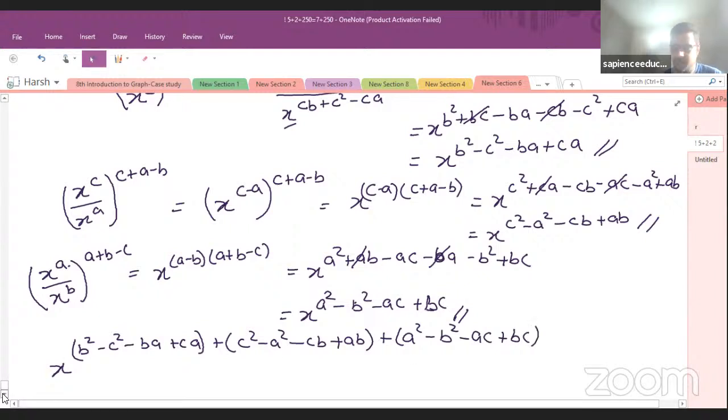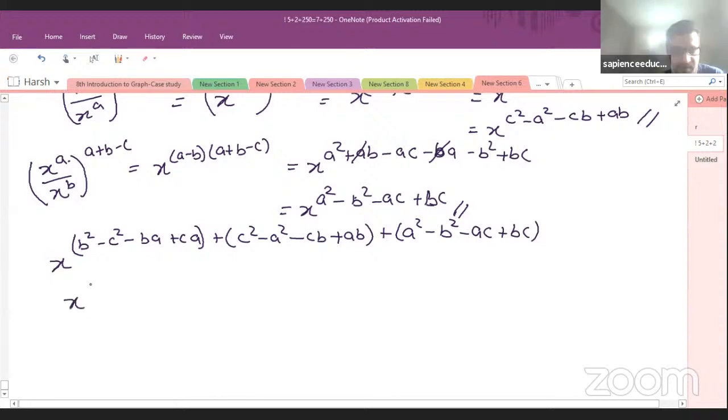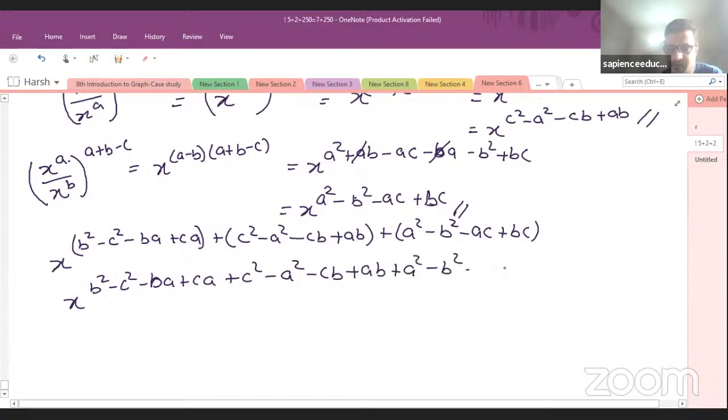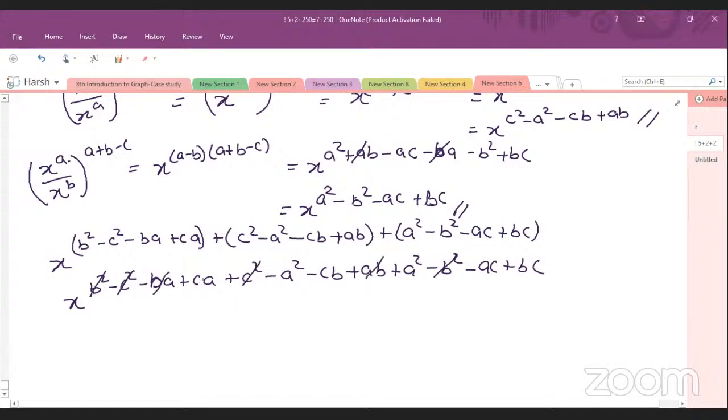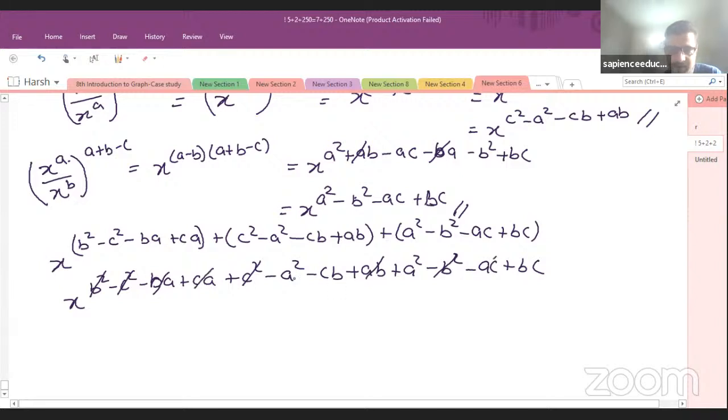Now the next step: we can cancel all of them. We open the bracket: b square minus c square minus ba plus ca plus c square minus a square minus cb plus ab plus a square minus b square minus ac plus bc. So b square and minus b square cancel, c square and minus c square cancel, minus ba and plus ba, plus ca and minus ca, minus a square and plus a square, minus cb and plus cb. So this equals x to the power 0, which equals 1.